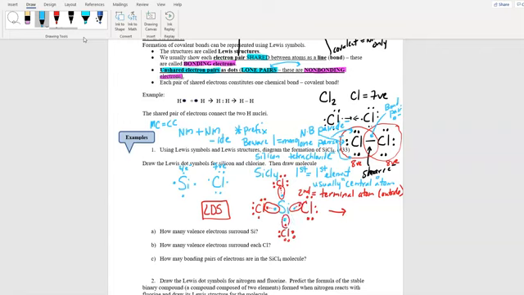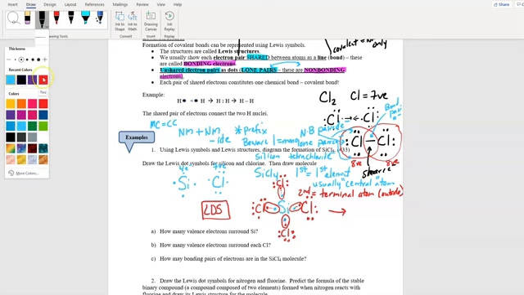Like I said, eventually you're going to be very good at this. And you're going to be able to do this in like seconds, okay? So what does the actual structure look like with bonds? So I'm going to have my silicon in the middle.